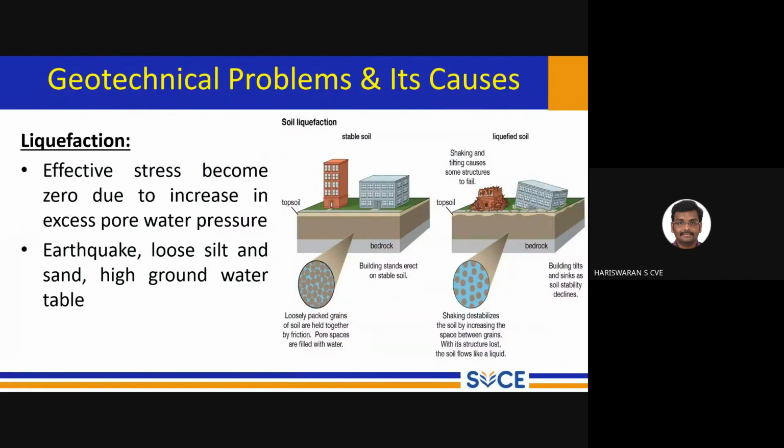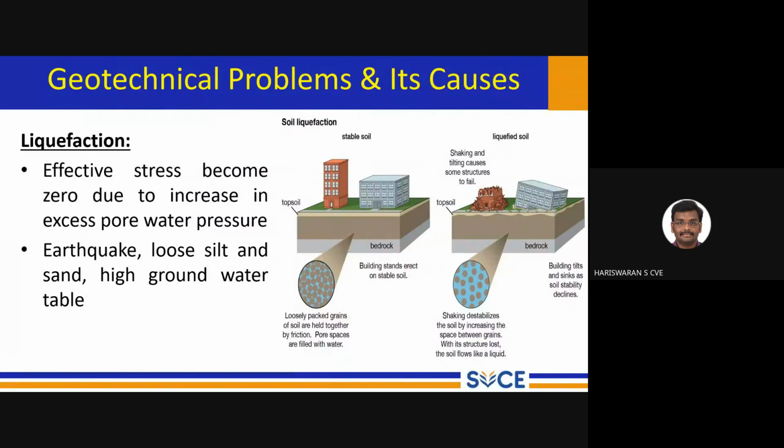But we are supposed to think about the possibility of liquefaction, whether such a structure is capable of withstanding it or not. So what is liquefaction? We categorize stress in soil in three ways. One is total stress, one is effective stress, and another is pore water pressure, right? The sum of pore water pressure and effective stress is called total stress.